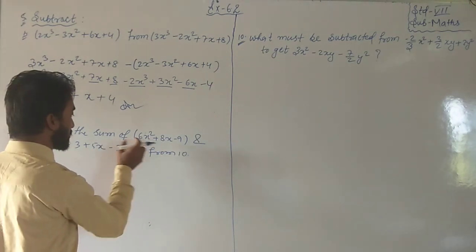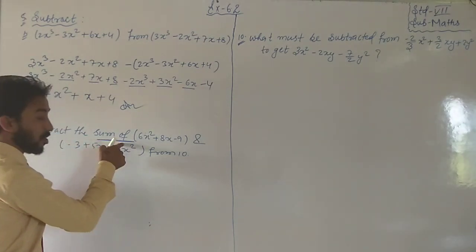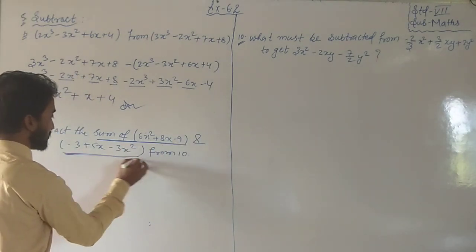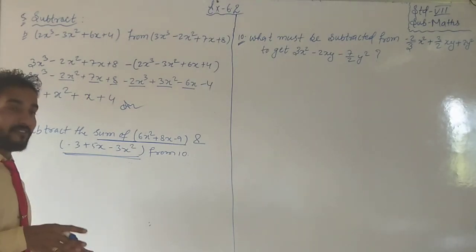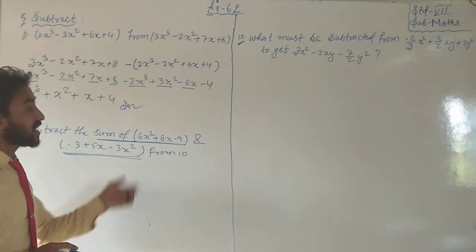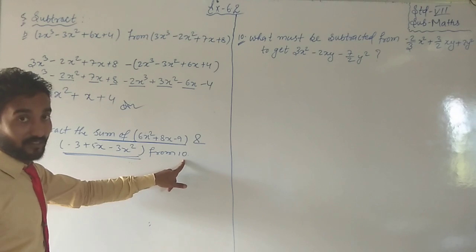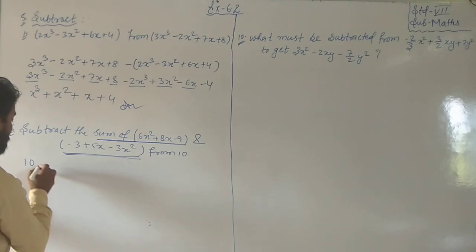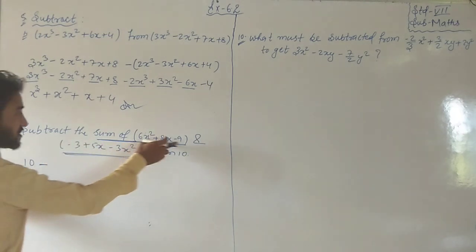Subtract the sum of 6x square. Students, be careful. Subtract the sum of this and this. It means you have to subtract, but what? The sum of the given expressions. First of all, you will add them, find the sum, and then after that subtract it from 10. As I told you, the numerical value we write first. So write here first: from 10, what do we have to do? Subtract. Which sum? This one and this one.